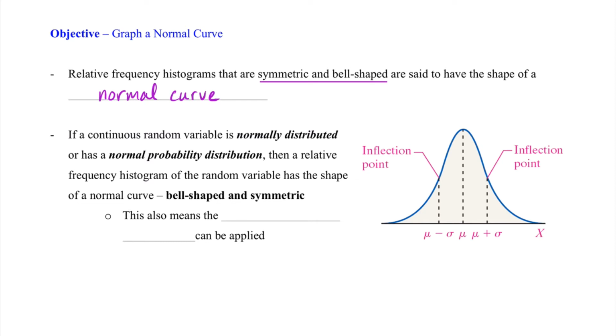If a continuous random variable is normally distributed or has a normal probability distribution, then a relative frequency histogram of the random variable has the shape of a normal curve, which we just said is bell-shaped and symmetric. This also means that the empirical rule can be applied. And again, that's a big deal because as soon as we recognize we have a normal curve, which we know would be bell-shaped and symmetric, like we've had before when we work with the empirical rule, that means we're right back into what hopefully is a comfortable situation with that idea of the empirical rule.